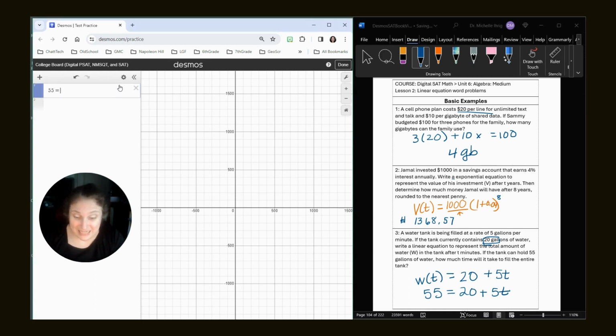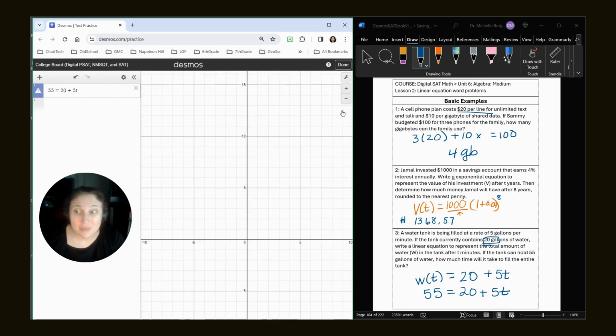Or you can just type it into Desmos. And frankly, if I were doing this, I would type it into Desmos. Now, if you notice, I don't have an answer. It's because without a y or like a W of t, it doesn't know how to recognize it. So all you do is instead of having t, make it an x and you still get the 7.